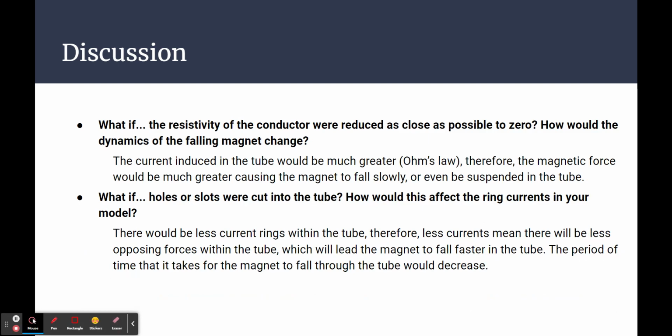What if the resistivity of the conductor were reduced as close as possible to zero? How would the dynamics of the falling magnet change? The current induced in the tube would be much greater according to Ohm's law. Therefore, the magnetic force would be much greater, causing the magnet to fall slowly or even be suspended in the tube.